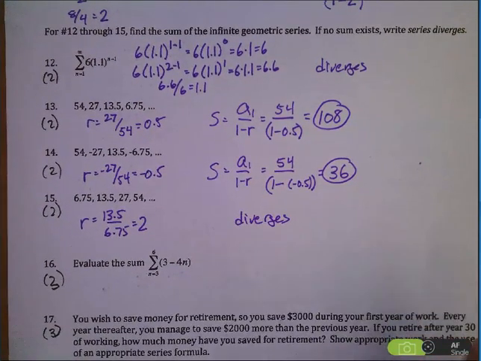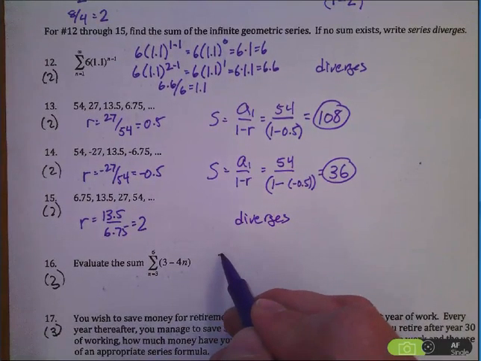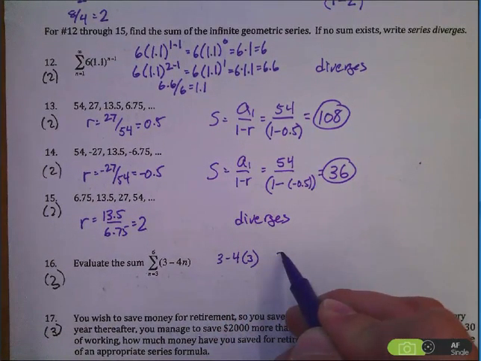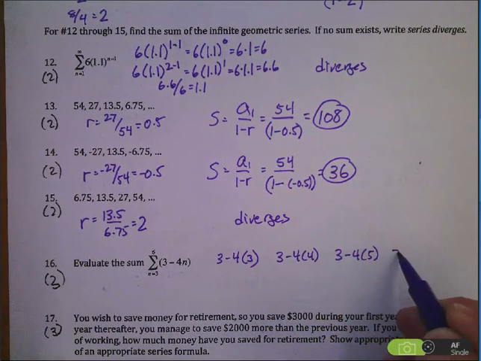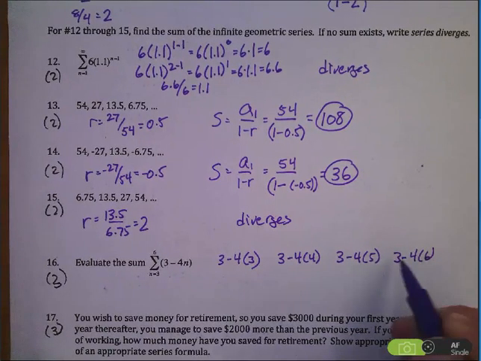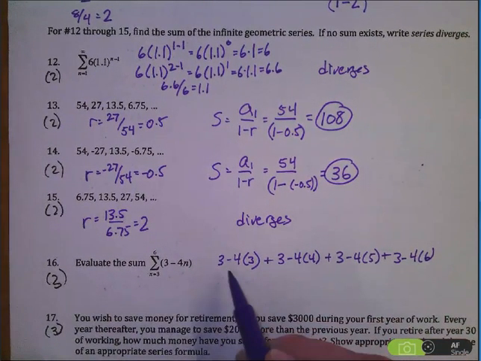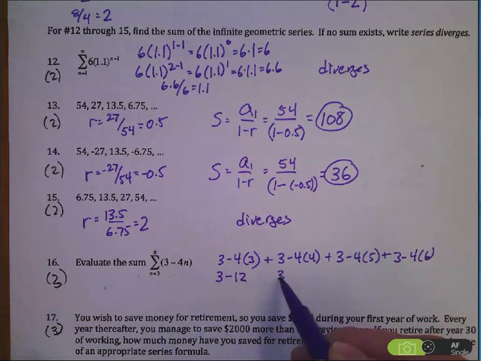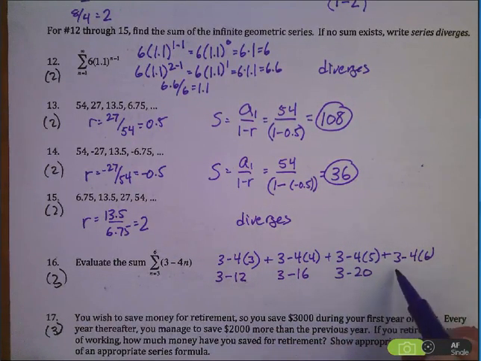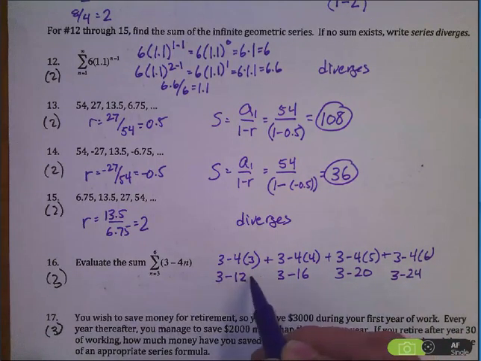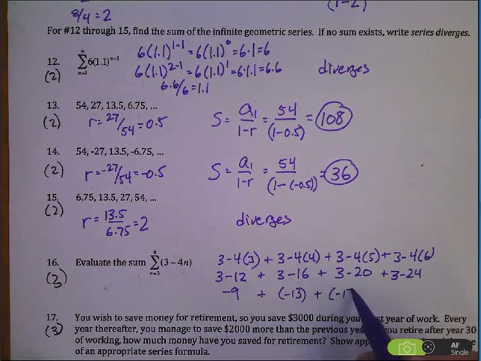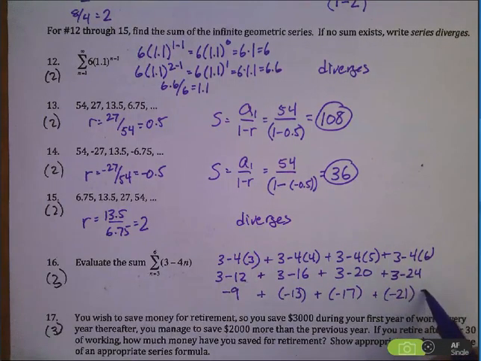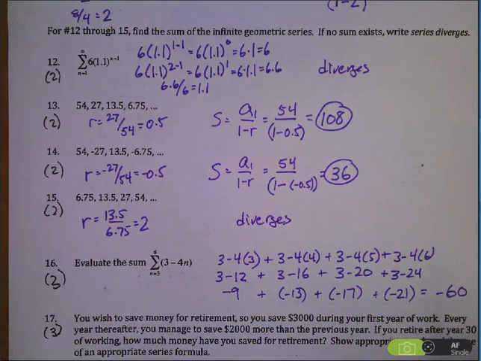To solve number 16, what we do is we substitute 3 into the equation for n, then we substitute 4 into the equation for n, then we substitute 5, and then we substitute 6. We're going to crunch out each of these 4 values, and then add them together because it's a summation. So what you end up with is 3 minus 12, 3 minus 16, 3 minus 20, and 3 minus 24. If you crunch out these 4 values individually, that gives you -9, -13, -17, and -21. When you add these 4 numbers together, you get -60 for your answer.